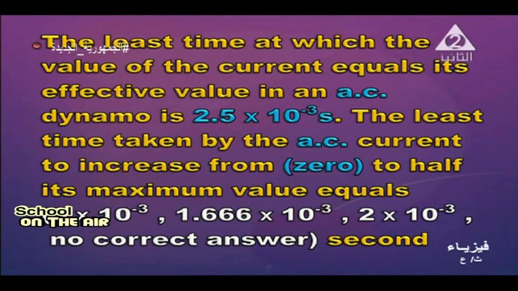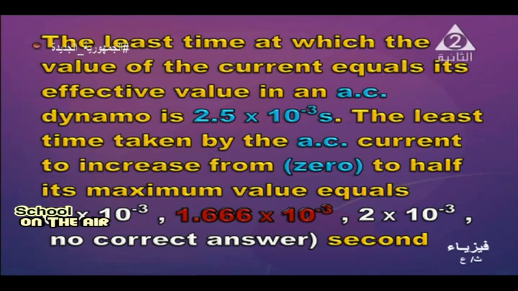Another choice, the least time at which the value of the current equals its effective value. Okay, least time. It is 2.5 times 10 to the power of negative 3 seconds to reach effective, the least time taken by the AC current to increase from 0 to half its maximum. We've got, yes, certain choices, 5 times 10 to the power of negative 3. The right answer is 1.666 times 10 to the power of negative 3.